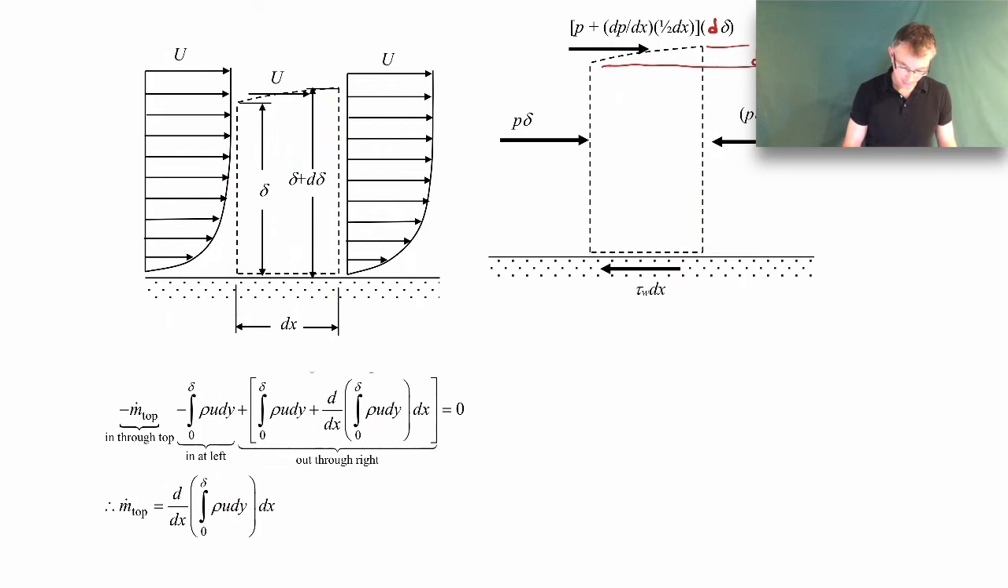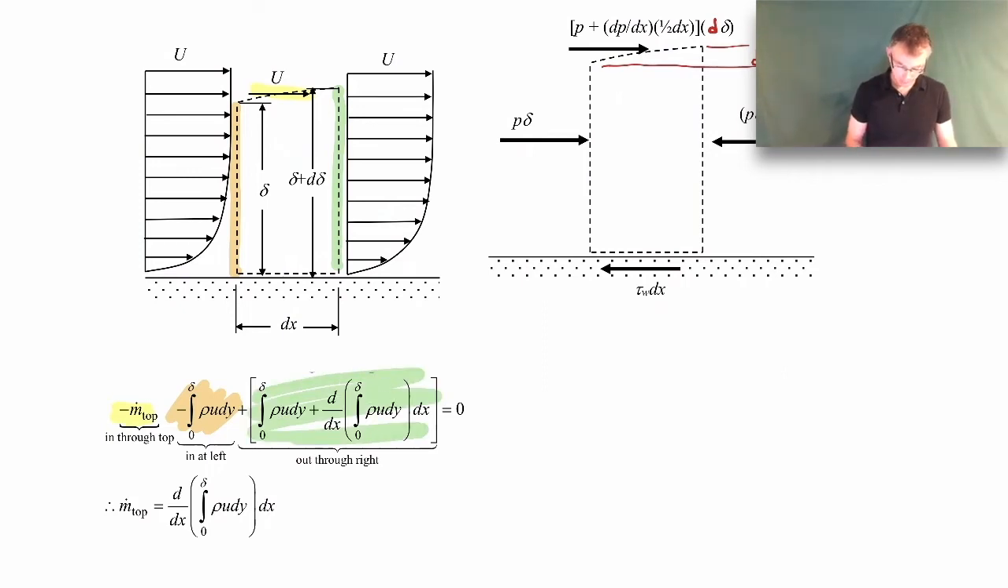Let me highlight some of these things so they're easier to see. So m dot top is coming in right here. In at the left, this one is what's coming in over here. And then the one that I'll do in green is the one that's going to be going out there. That's this whole thing.